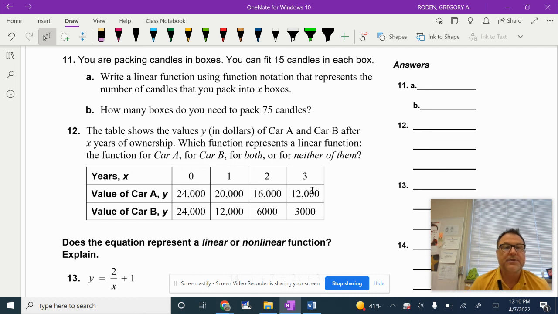Write a linear function using function notation that represents the number of candles in x boxes.